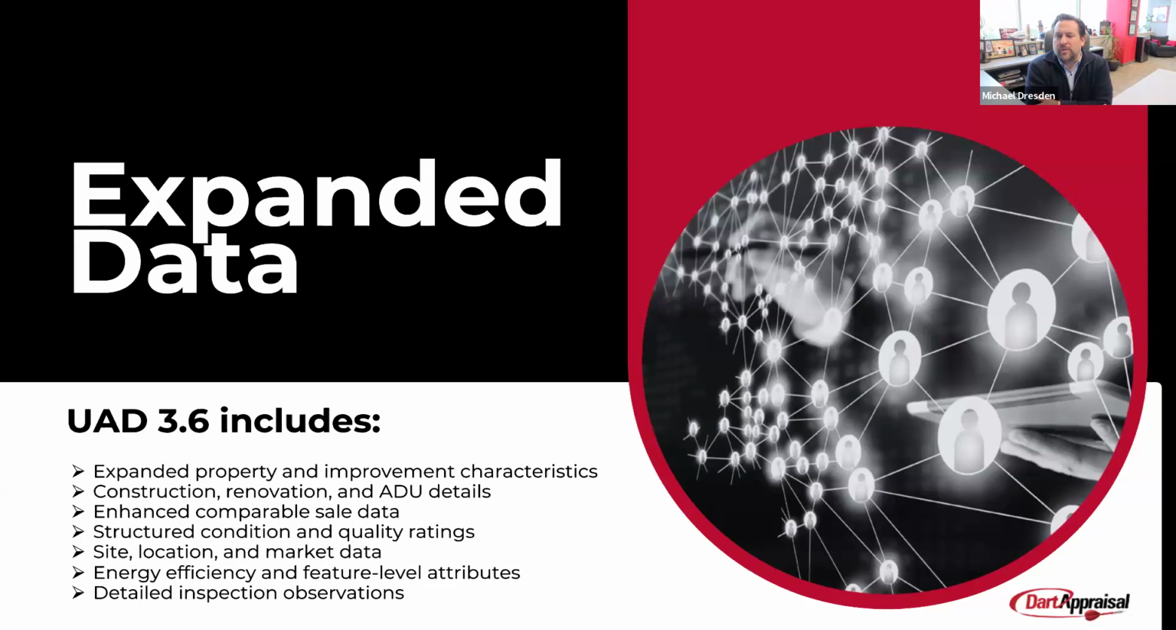So what data are we talking about? What's this expanded data? Well, 3.6 is going to include expanded property and improvement characteristics. We're going to get more information on construction, renovation, a lot more emphasis on ADU units and details on those ADUs, enhanced comparable sales data, structure, condition, and quality ratings, even more so than what we saw in the last UAD, site location and market data updates, energy efficiency, feature level attributes are going to be included, and then a detailed inspection observation, even more so from what the appraiser's seeing today.